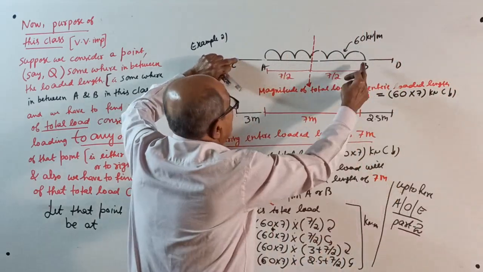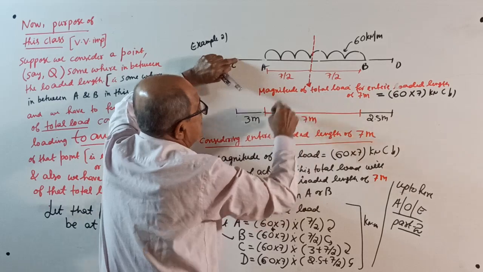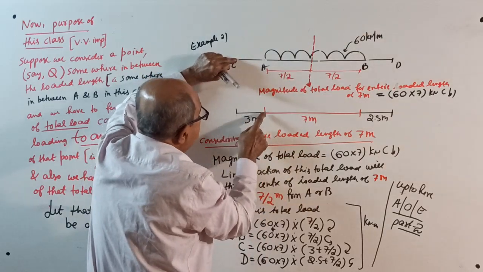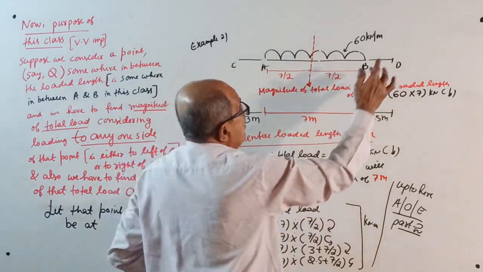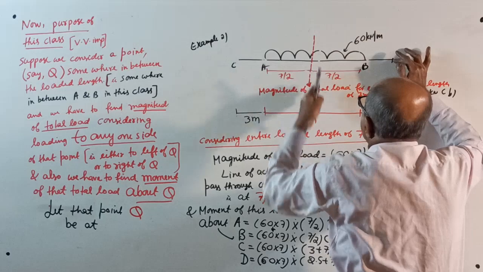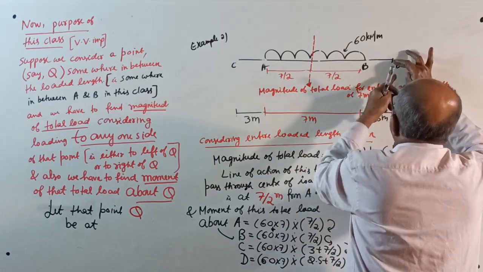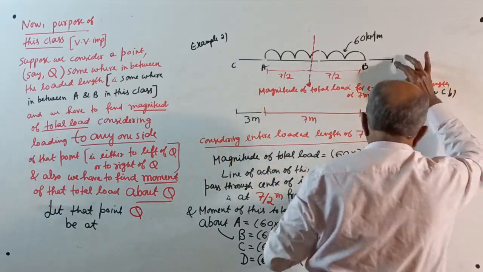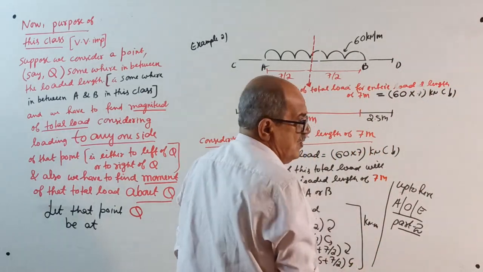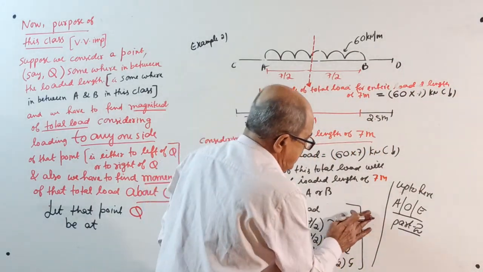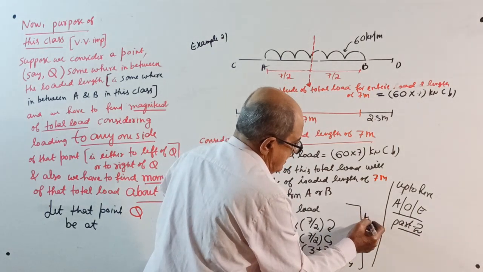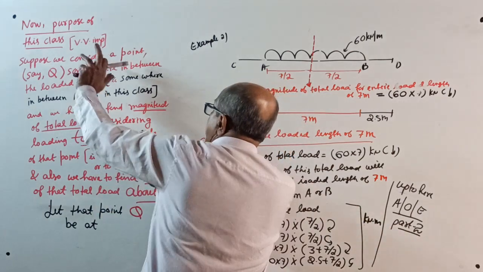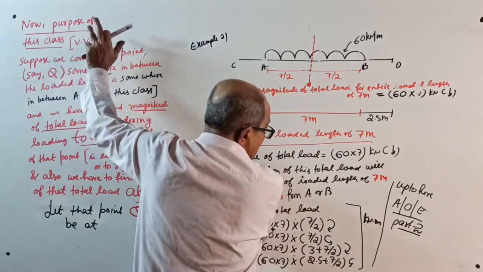Moment about C: 60 into 7 is the total load, into 3 plus 7/2, clockwise. Moment about D: 60 into 7 is the load, into 2.5 plus half of 7, anti-clockwise. All are in kilonewton meter. Do not see that side. I have not come there.